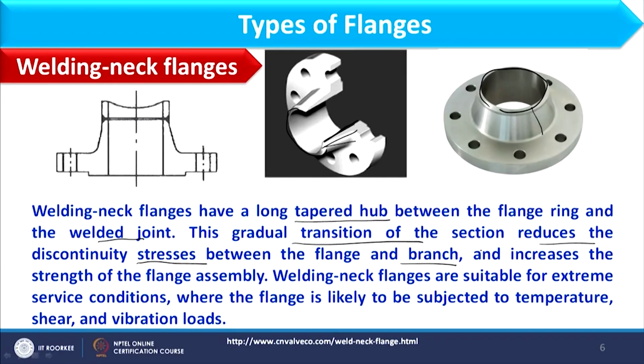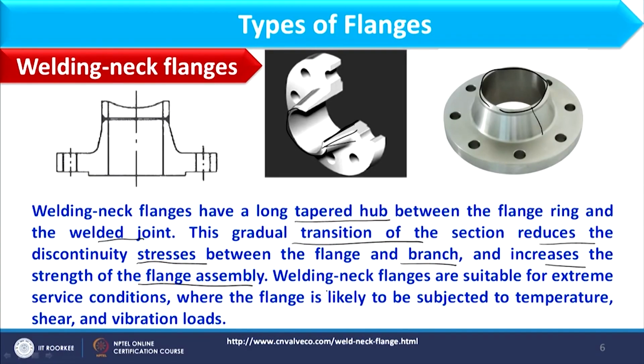So this gradual transition of the section reduces the discontinuity stresses between flange and the branch and increases the strength of the flange assembly. Now what happens when I am connecting flange with the pipe at the mouth of the pipe? After that diameter, suddenly the disc appears. Suddenly we have the disc. So when I am having that disc, it means it has some discontinuity in the stresses. That can be mitigated by providing the tapering section, or welding neck.